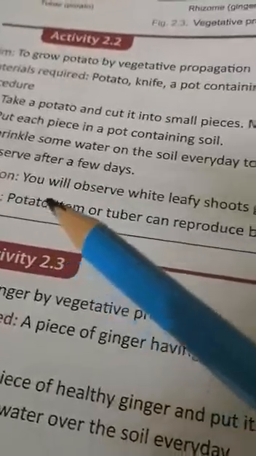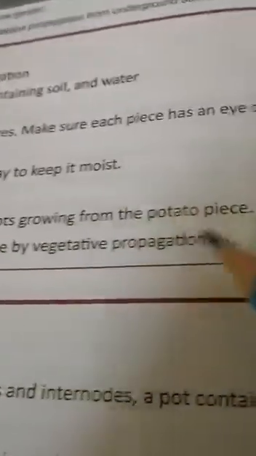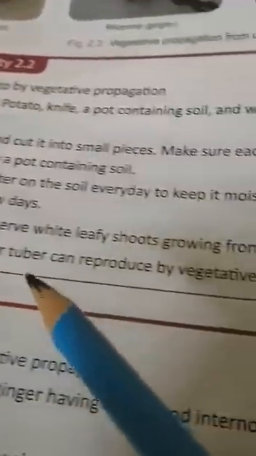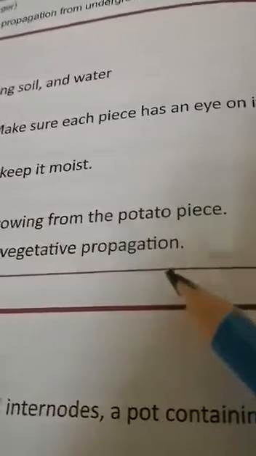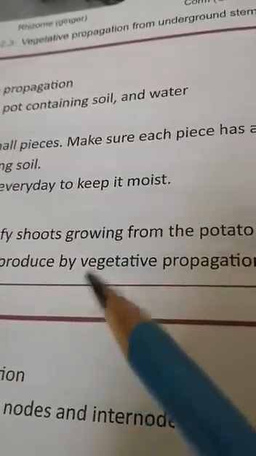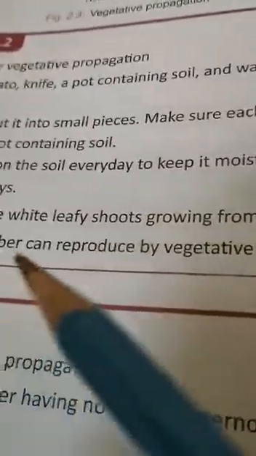After a few days, what do you observe? We observe white leafy shoots growing from the potato piece. Now this potato stem or tuber can reproduce by vegetative propagation. So that means from a piece of the stem, we have grown a new plant. So we can say that the stem is growing into a new plant, which means vegetative propagation is taking place.